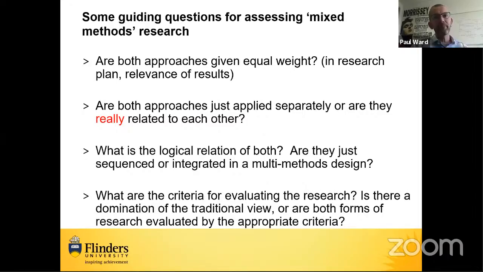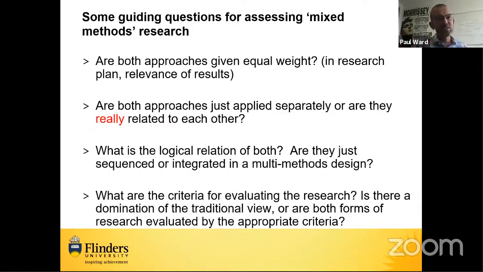So I guess when you're thinking about doing some research, you might be doing a Master of Public Health, you might be thinking of doing a PhD, you might be an academic, and you're thinking about a piece of research that you want to do, and you're thinking about the possibilities for mixed methods research. So when you're thinking about how to assess mixed methods research, think about these. Are both approaches given equal weight? You know, in your plan, in the relevance of the results, in the way that you describe and analyze them? Or are you kind of giving more credibility to one than the other? Because if so, you're not really mixing. So in mixing, you need to be giving the different approaches equal weight, equal kind of validity.